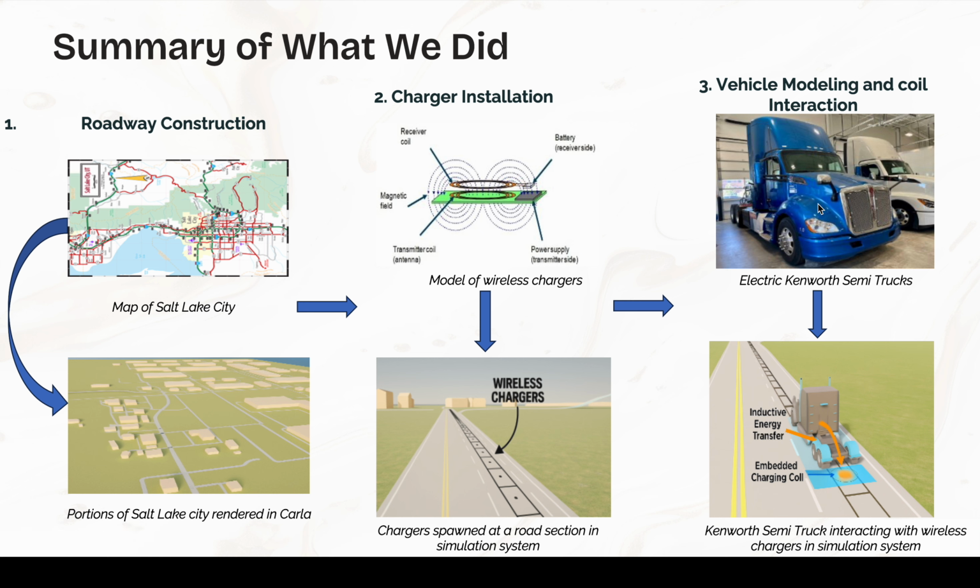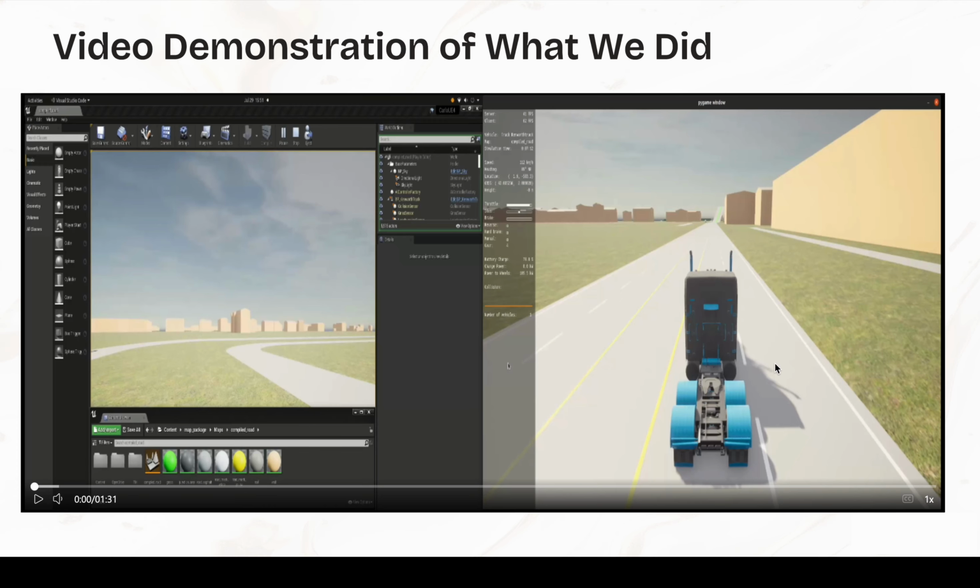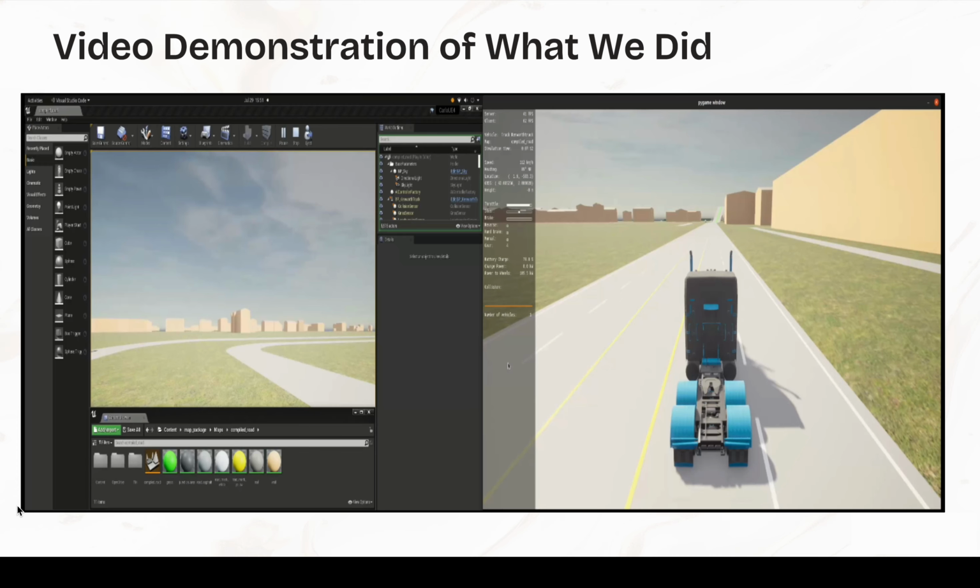And these are the Kenworth semi trucks currently at the engineering laboratory at Utah State. We were able to model them to mimic the actual Kenworth trucks. Here you can see these trucks moving on our wireless chargers, and you can see the interaction between the embedded charging coil and the inductive receivers under these trucks to mimic actual vehicle charging. So this is basically a video representation of what I did.